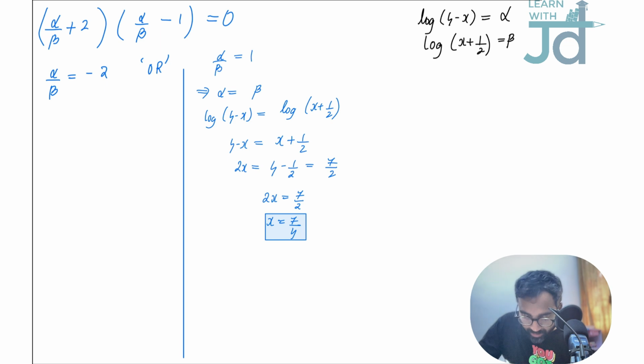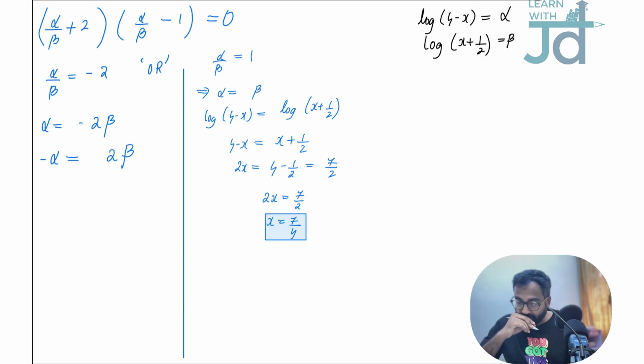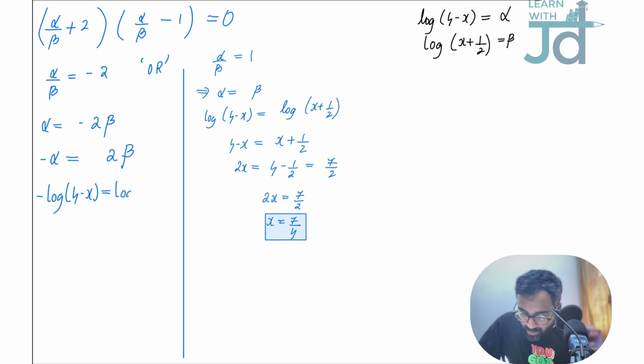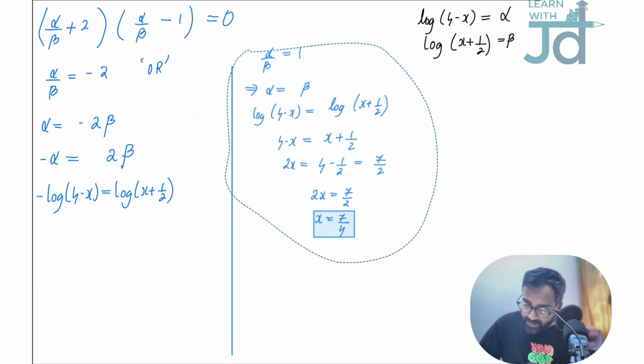Now alpha is equal to -2 beta. So I can write it as minus alpha is equal to 2 beta. Why am I doing it? You will understand now why I put the negative this side. Because when I'm doing this, see now: minus log of 4 minus x is equal to 2 times log of x plus half. So first let us do it like this.